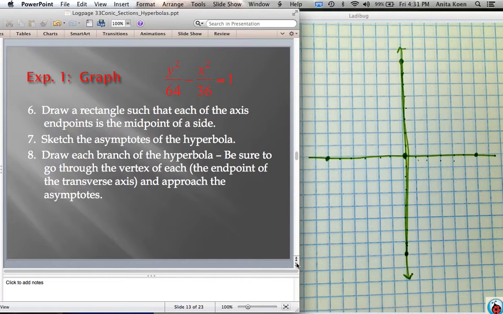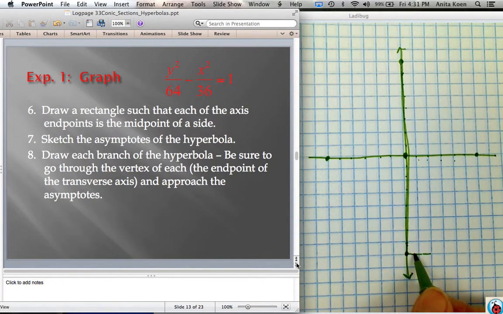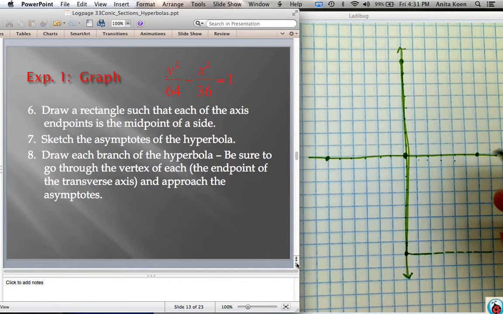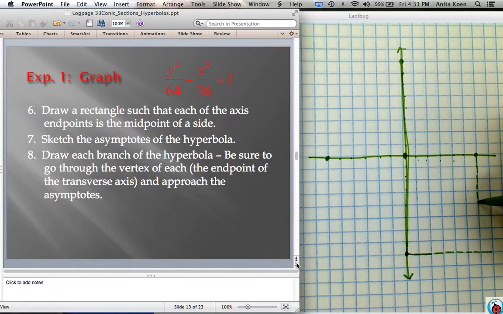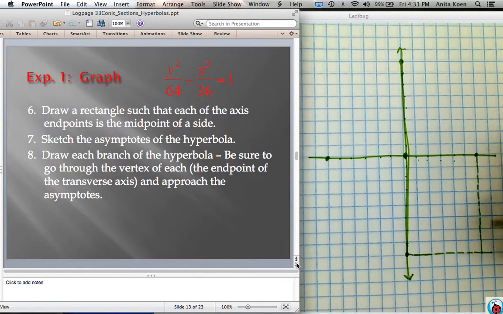Okay, now what we're going to do is draw a rectangle so that each of the axis endpoints is the midpoint of a side. I usually draw mine with a dotted line. This is my rectangle right here.